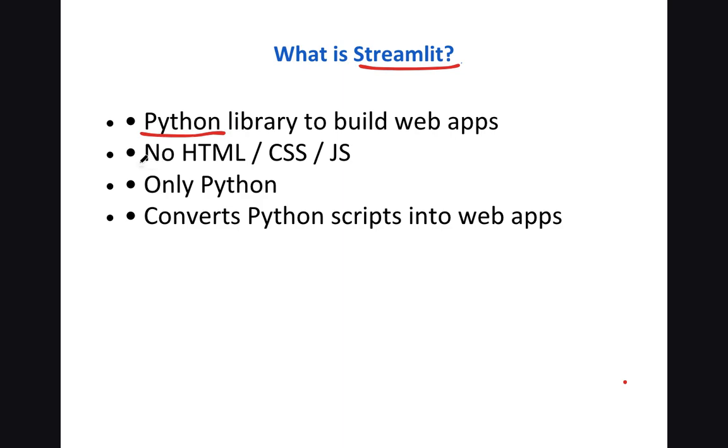And in our next bullet point, it is clearly written: no HTML, no CSS, no JS. It means you need no prior knowledge of HTML, neither CSS nor JS, meaning JavaScript. So what should you know to work with Streamlit? Only and only you should know Python. You should have just Python knowledge, and you can freely and largely work with Streamlit in the journey of building web apps.